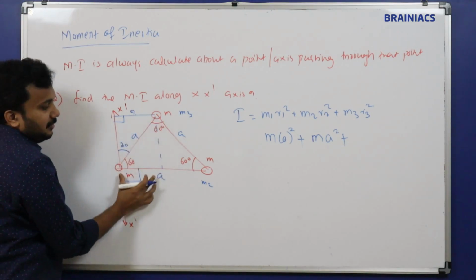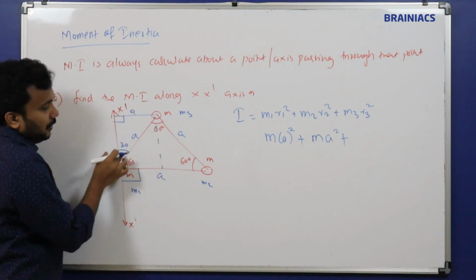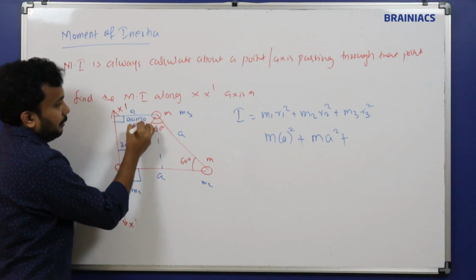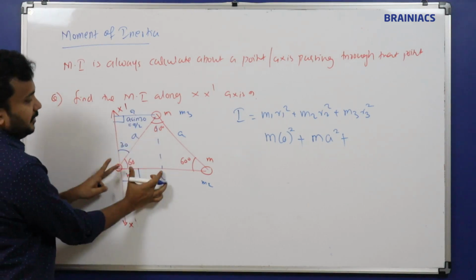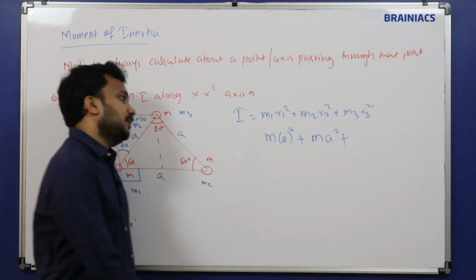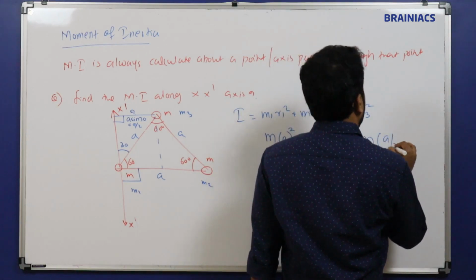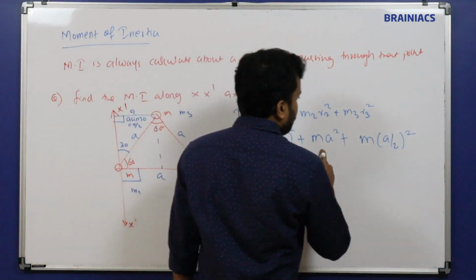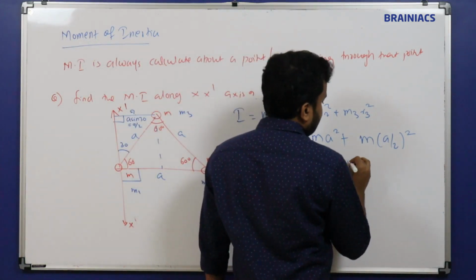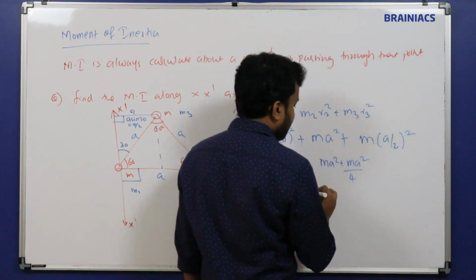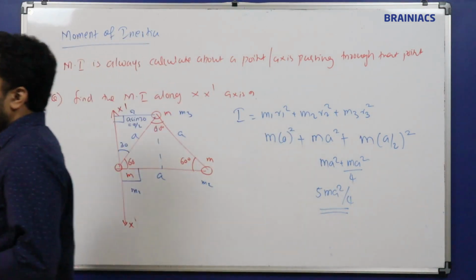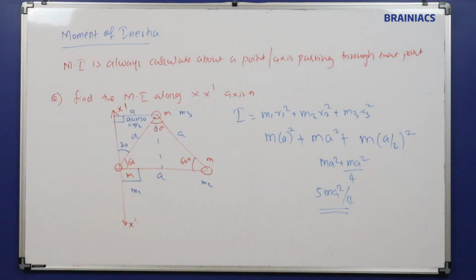So two ways we can calculate. Either we know it is half of this one, or this is a cos 30, then this will be a sin 30, which is equal to a by 2. So it is a by 2. So m into a by 2 the whole square. We'll substitute and simplify: ma square plus ma square by 4, and the answer is 5 ma square by 4. So 5 ma square by 4 is the right answer to this question. Fine.